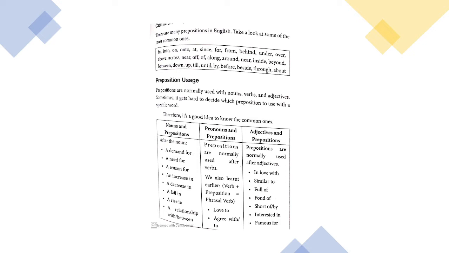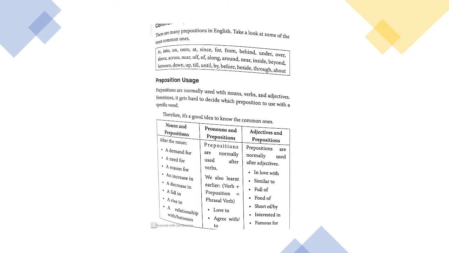Preposition uses. Prepositions are normally used with nouns, verbs, and adjectives. Sometimes it gets hard to decide which preposition to use with a specific word. Therefore, it is a good idea to know the common ones. You can see there are three tables. In the first table, there are nouns and prepositions. In the second table, there are verbs and prepositions. And the last one is adjectives and prepositions. After a noun, you can use a preposition. For example, a demand for, a need for, a reason for, an increase in, a decrease in, a fall in, a rise in, a relationship with, between.